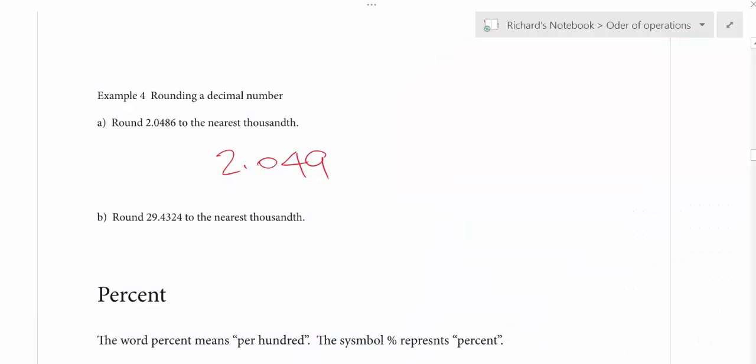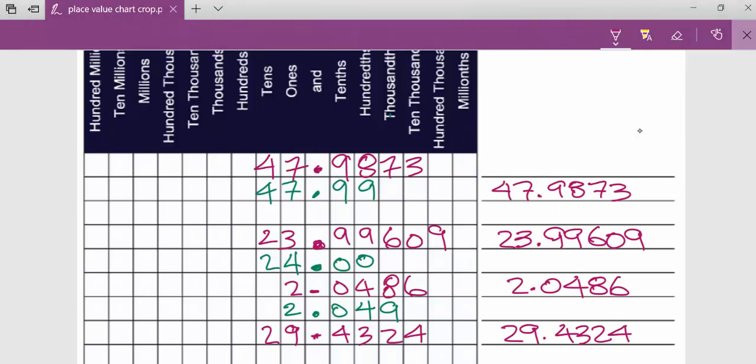I'm going to round the number 29.4324 to the nearest thousandth. Well, if I'm rounding this to the nearest thousandth, I need to identify the number in the thousandth position, which is the 2. And there's a 4 in the 10,000ths position. Now 4 is less than 5, which means that this number is going to round down. So the 2 will stay the same.